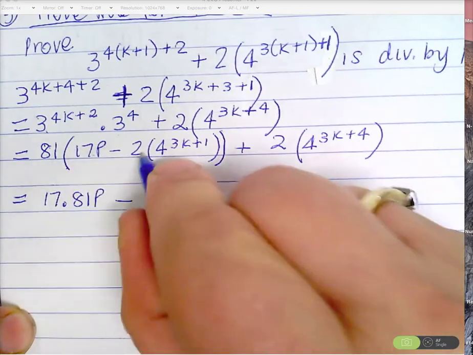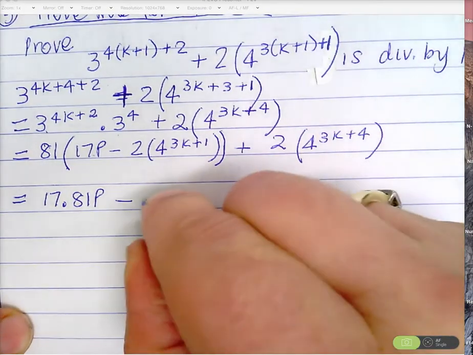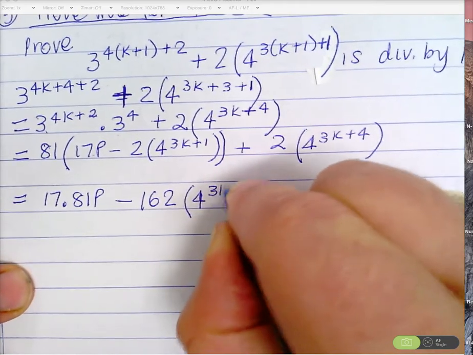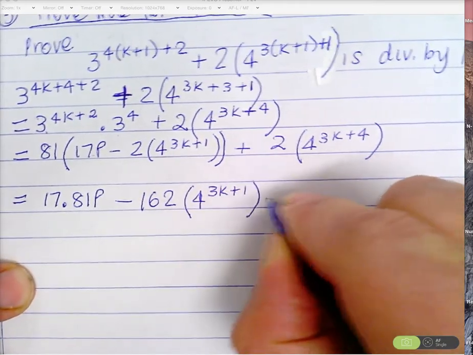Minus, what's 81 times 2? 162 bracket 4 to the 3k plus 1 plus.